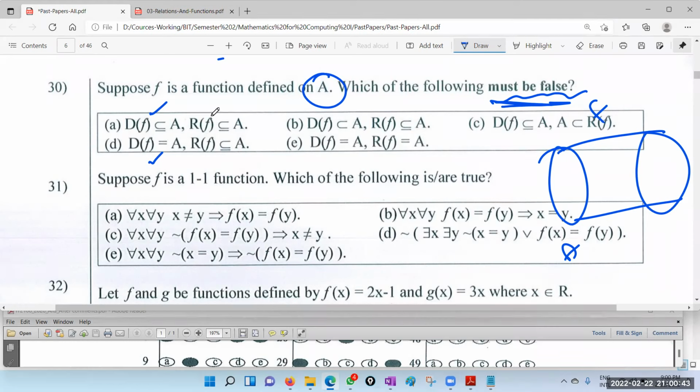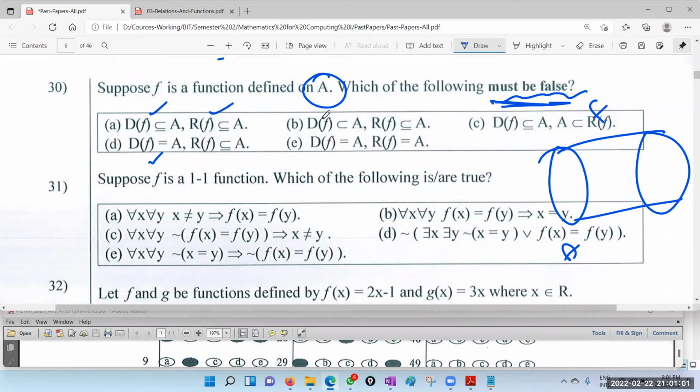So we can't say something like that. Okay. Defined on A means I think range must also be in A. But anyway, you can't say must be false, right? So therefore, let's not take that.